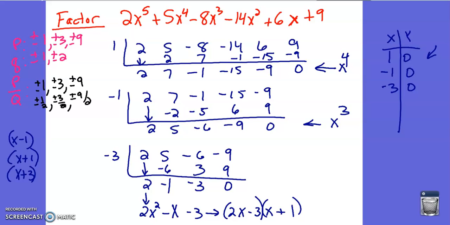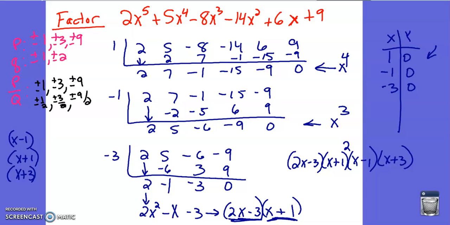I was just double checking. So this is 2 factors, and I already have these 3 factors. So the entire answer is 2x minus 3, x plus 1, x minus 1, x plus 1 again, and then x plus 3.